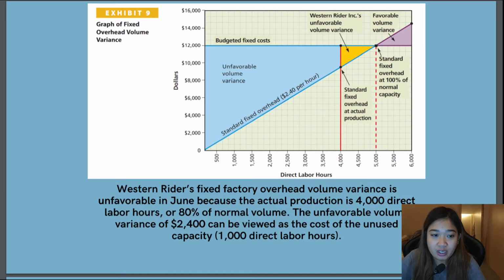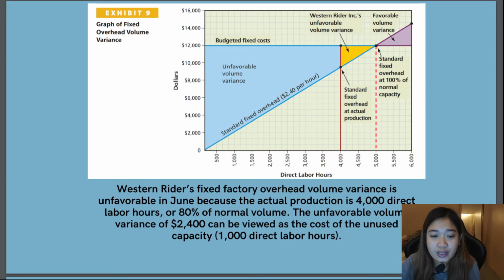So we have here Exhibit 9, graph of fixed overhead volume variance. This indicates that Western Rider's fixed factory overhead volume variance is unfavorable in June because the actual production is 4,000 direct labor hours or 80% of normal volume. The unfavorable volume variance of 2,400 can be viewed as the cost of the unused capacity, which is the 1,000 direct labor hours.